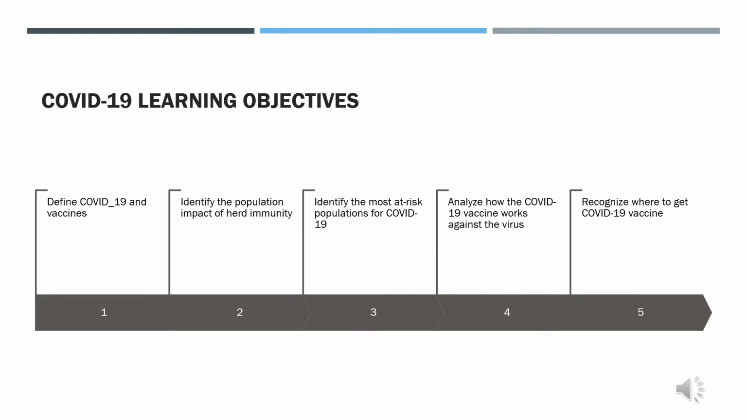By the end of this presentation, the viewer should be able to define COVID-19 and the vaccines, identify the population impact of herd immunity, identify the most at-risk populations for COVID-19, analyze how the COVID-19 vaccine works against the virus, and recognize where to get COVID-19 vaccines.